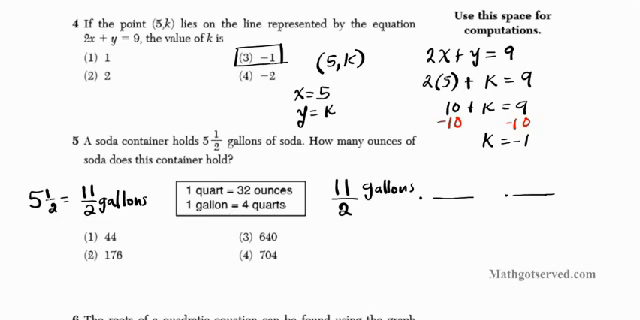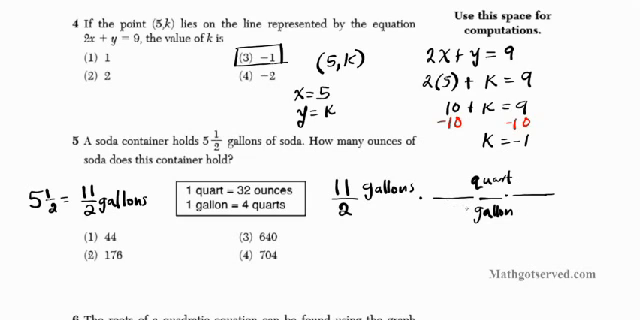I want the gallons to cancel out. I don't want to be left with gallons, I want quarts. So if I want the gallons to cancel out, I'm going to put the gallons on the bottom, and then I'm going to put the quarts on the top. Okay? This first step is going to convert from gallons to quarts if I have the right numbers here.